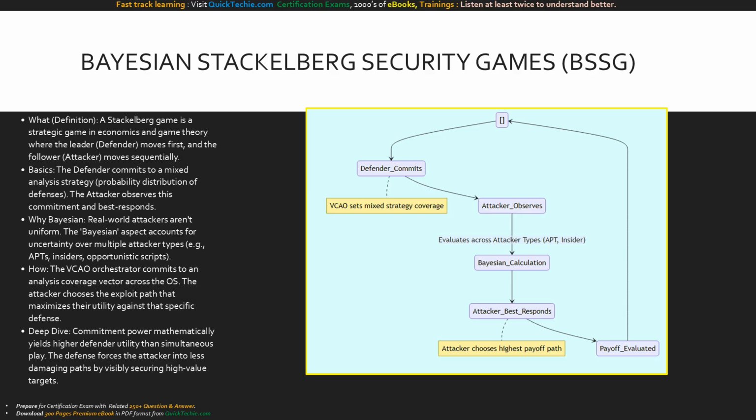This state diagram maps the flow of a Stackelberg security game. It begins with the defender commits phase, where VCAO allocates its mixed strategy coverage. The sequence moves to attacker observes. The attacker analyzes our defense, triggering a Bayesian calculation that accounts for their specific capabilities and goals, whether they are an APT or an insider. Next, the attacker best responds, selecting the exploit path that offers them the highest expected payoff given our defenses. Finally, the payoff is evaluated. By anticipating this exact flow, VCAO computes the optimal initial commitment to minimize that final attacker payoff.